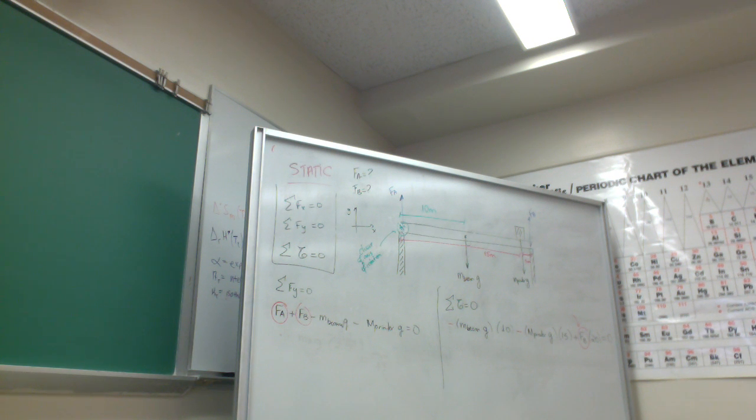If it gives us a negative value, what does it mean? Was my drawing correct? No, it just means that my FA is actually pointing down. So I'll come back to this at the end. Let me move on. Isn't FA supposed to be going counterclockwise?